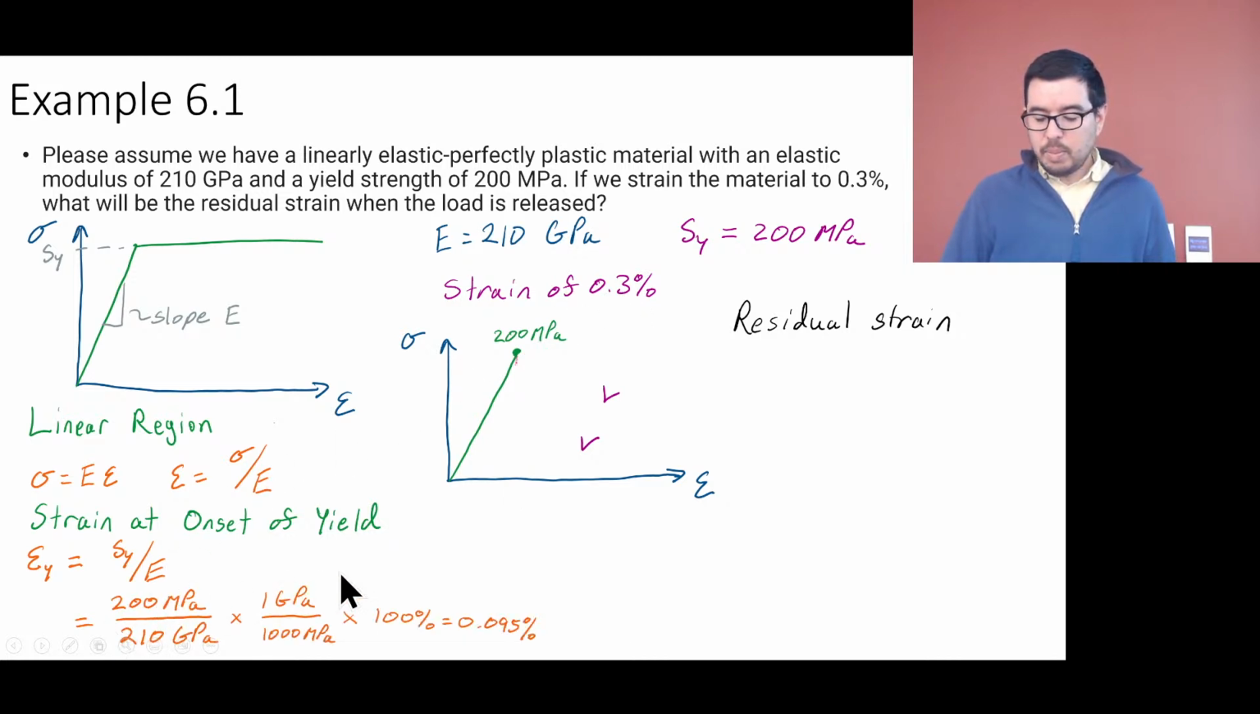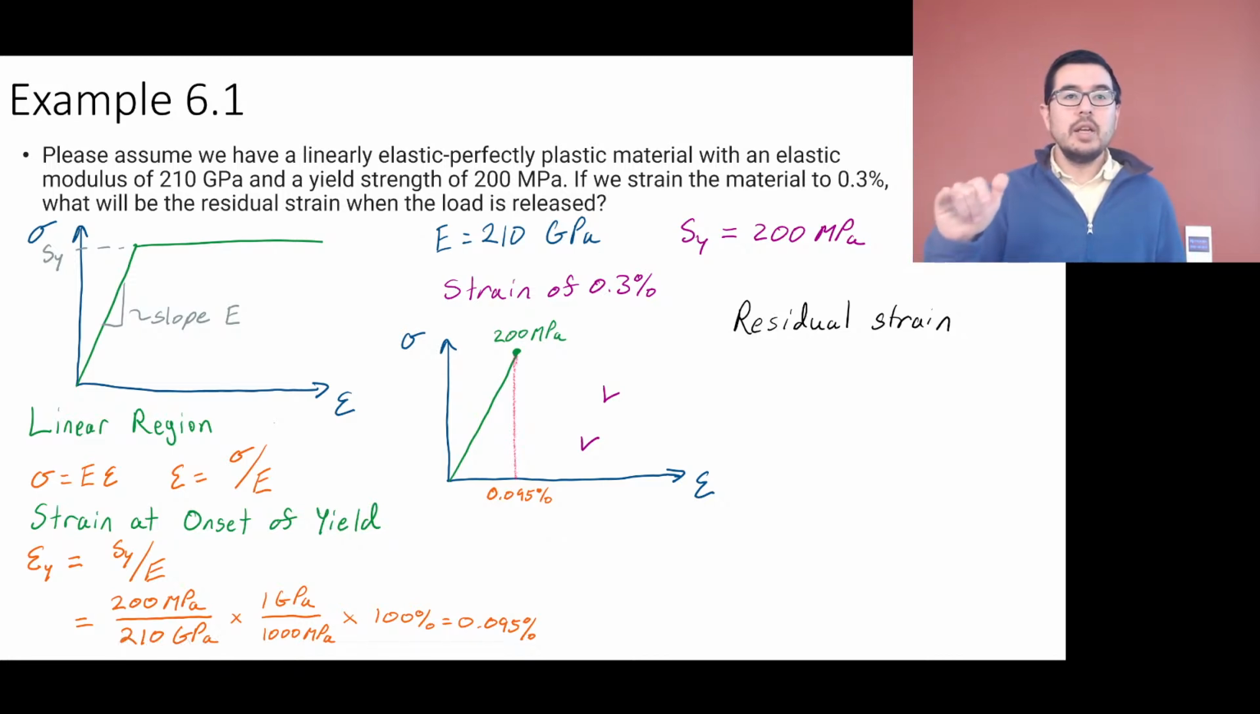We calculate it out by looking at what is this stress and what is the elastic modulus, and we apply essentially just Hooke's law right there. So now we know that this epsilon is just 0.095%. Any questions on that? Nice, right? So now what happens?